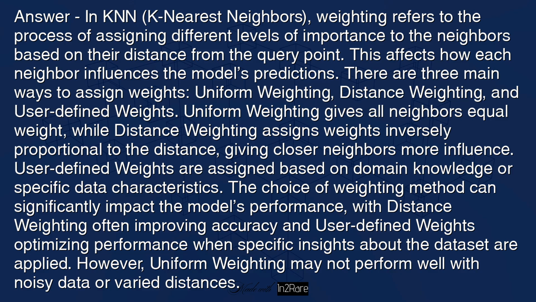There are three main ways to assign weights: uniform weighting, distance weighting, and user-defined weights. Uniform weighting gives all neighbors equal weight, while distance weighting assigns weights inversely proportional to the distance, giving closer neighbors more influence. User-defined weights are assigned based on domain knowledge or specific data characteristics. The choice of weighting method can significantly impact the model's performance, with distance weighting often improving accuracy and user-defined weights optimizing performance when specific insights about the dataset are applied. However, uniform weighting may not perform well with noisy data or varied distances.